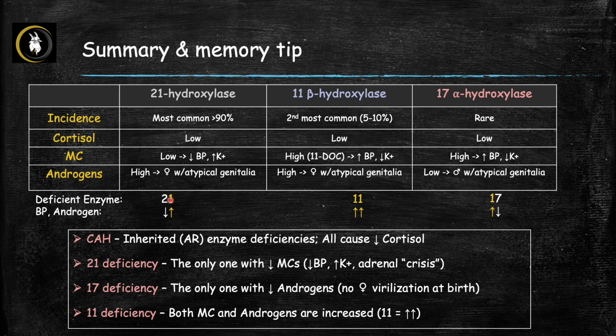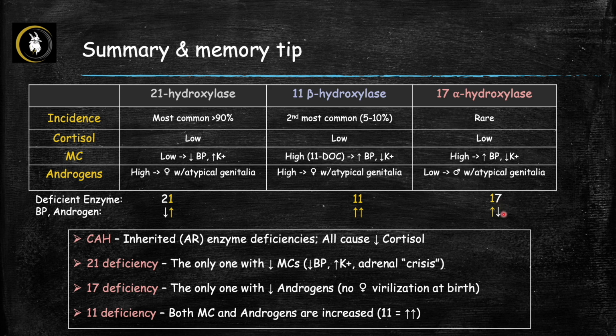So that means that in 21-hydroxylase deficiency, blood pressure is down and androgen levels are up. In 11-hydroxylase deficiency, they're both 1, so both blood pressure and androgens are elevated. And in 17-hydroxylase deficiency, the blood pressure is elevated and the androgen levels are down.